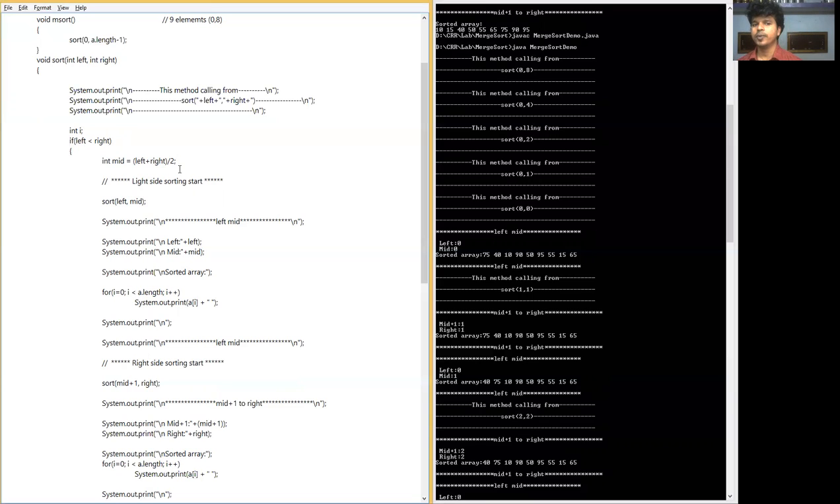Again 0 plus 4 by 2, that is mid is equal to 2. Again this method calls itself. Again come here, 0, 2. In this way, recursively, this function is going to call itself.